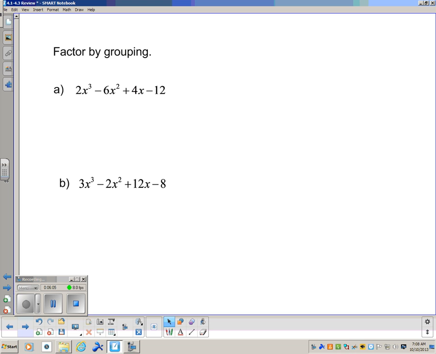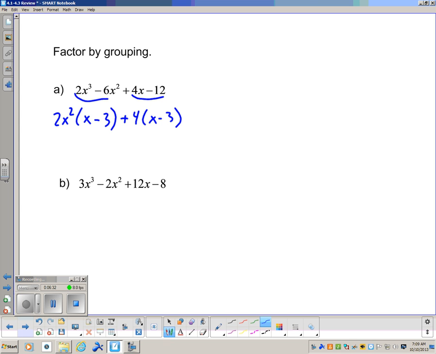So our last ones here are factored by grouping. So let's go ahead and look at those. Looking at those two, I'm going to group the first two together and then I'm going to group the last two together. So doing that, grouping the first two, grouping the last two. First two have in common 2x squared. I'm left with x minus 3. The second two there have a 4 in common. I'm left with an x minus 3. So now these two terms here have in common an x minus 3. And I'm left over the outside there, 2x squared plus 4.